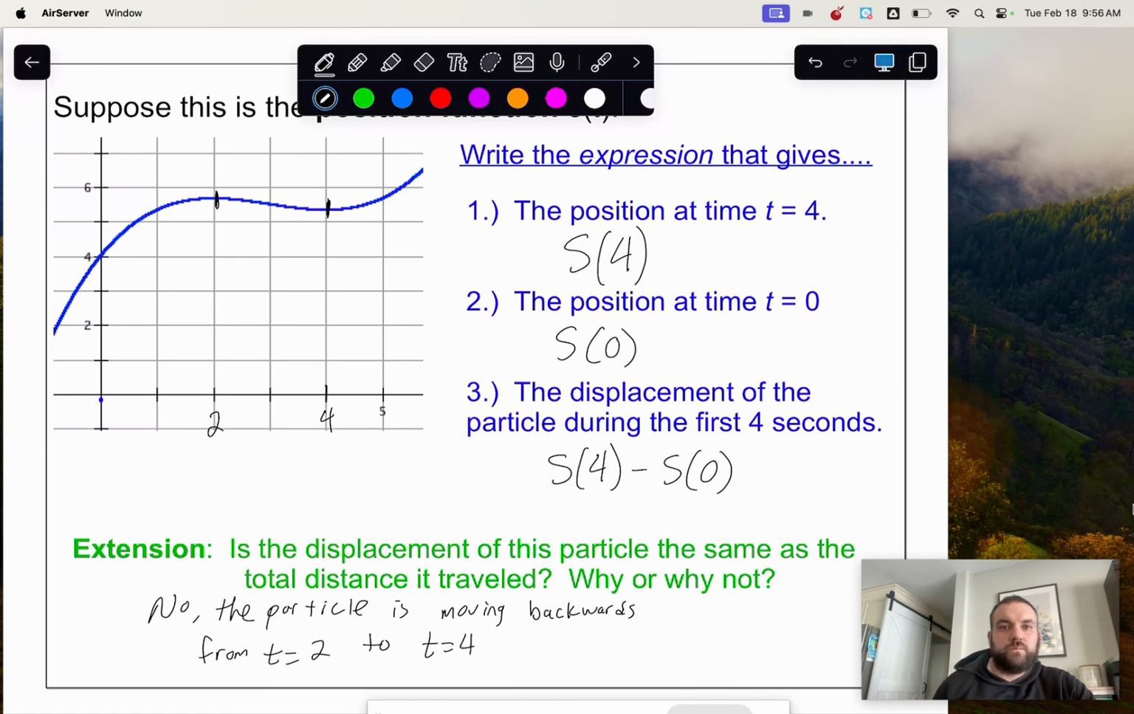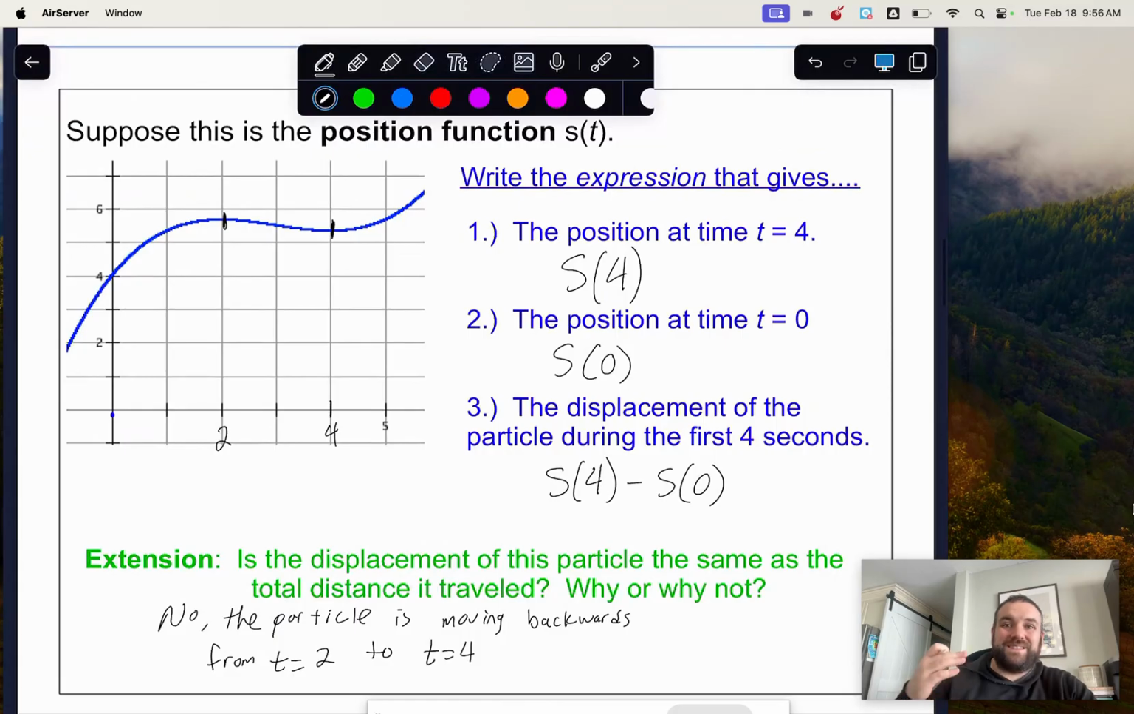So again, that is if I'm given the position function. I'm not looking for the area under the curve. That is not what will tell me displacement or distance. Based on the position function, my current position is just the output of that function at a specific time.